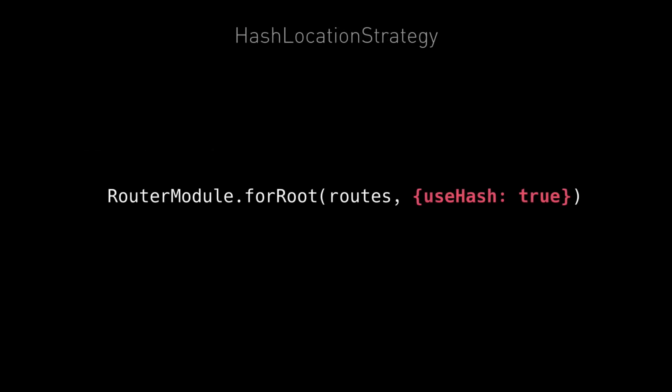So to enable hash location strategy in an Angular application, we pass an object with useHash set to true when we are providing our routes with the router module. Now, a URL can contain some data prepended with the hash character. This hash part of the URL is called the hash fragment.